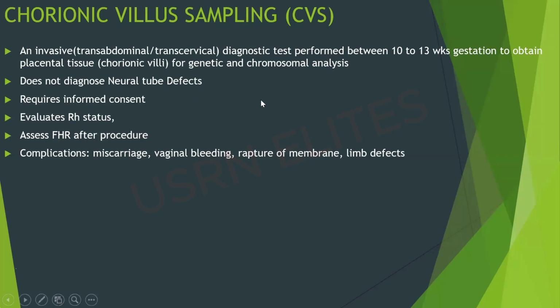And know that this can lead to limb defects, the limb of the baby, either the upper or the lower limb, because of chorionic villus sampling. It can lead to limb defects. Very, very important. Please take note of that. Because miscarriage and vaginal bleeding are obvious, we can easily know that. But limb defect is one of the commonest complications of chorionic villus sampling.